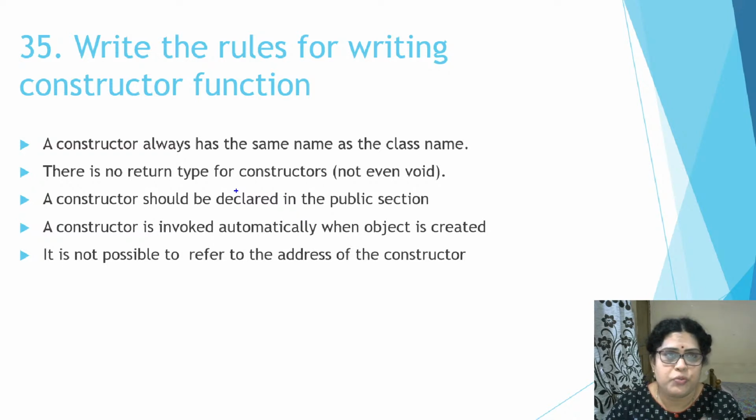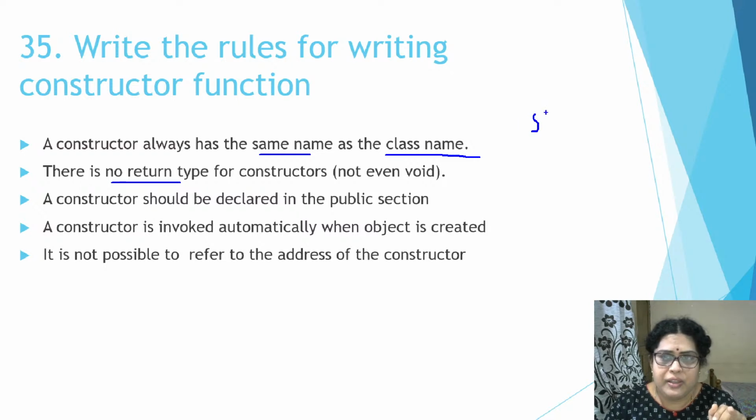We know the definition of a constructor, so you can put it as 2-3 points when they ask the rules for writing the constructor function. A constructor will always have the same name as the class name. That is the first point. There is no return type for constructors, not even void. So when we write a constructor, we don't even write a void.